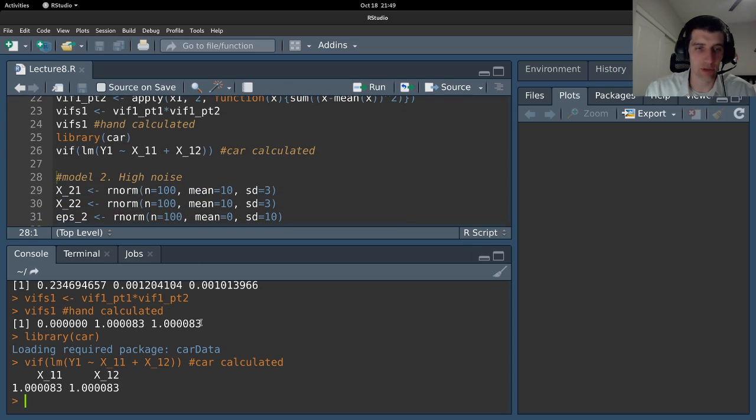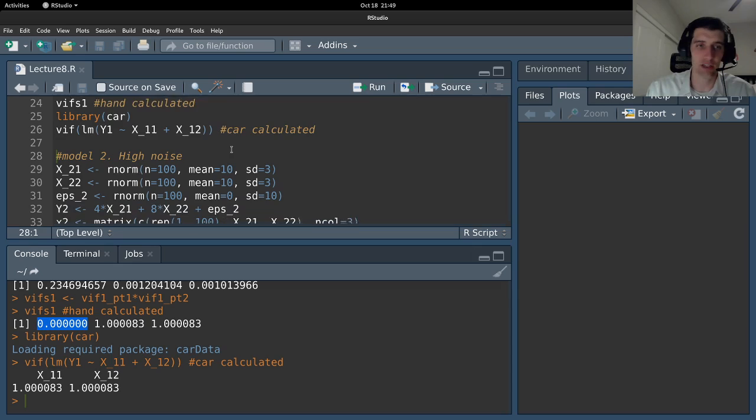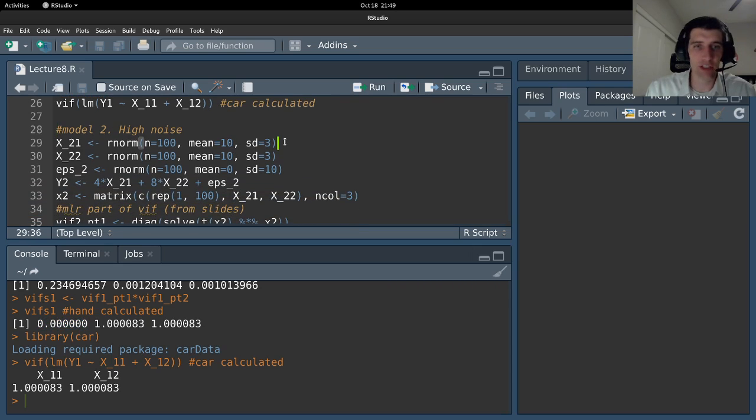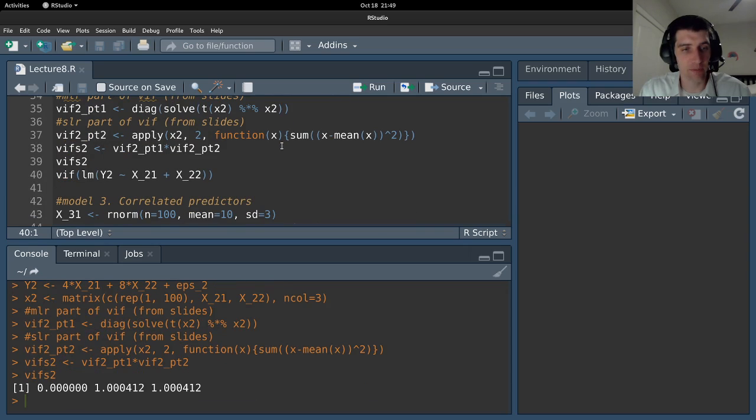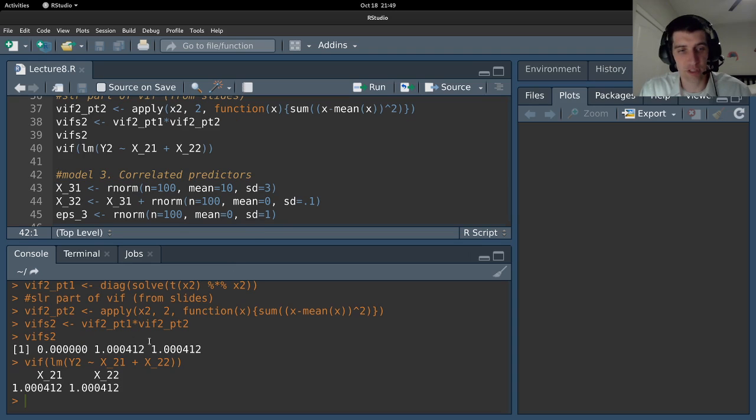We see that it's actually doing exactly what we did under the hood. The only thing is that we computed a variance inflation factor for the intercept term, which actually isn't necessary. For the second model, things worked exactly the same. I'm not going to spend that much time on it. The only thing I'm going to highlight is that we use a variance of 100 here instead of a variance of 1 in our epsilon term. I'm going to compute my VIFs exactly the same, and I see my VIFs match exactly what the vif function from the car package outputs for me.